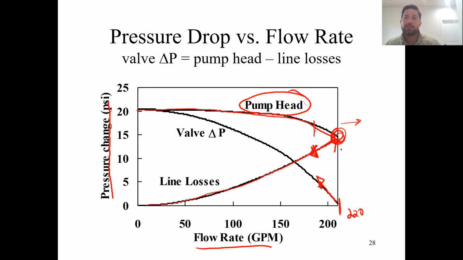You're like, what? You can't. So what? I'll just throw this question out here. What would you do? New pump. Okay, new pump is an option. What are other options? You could reduce your line losses.